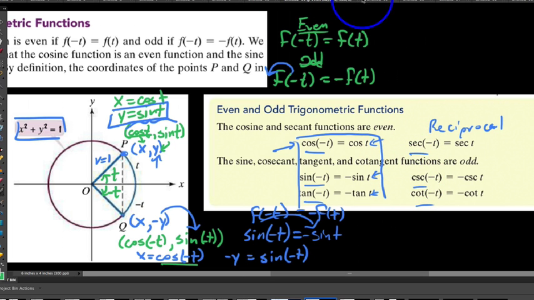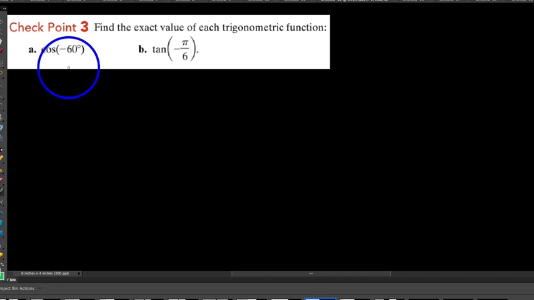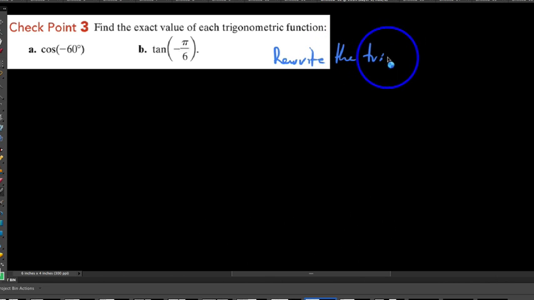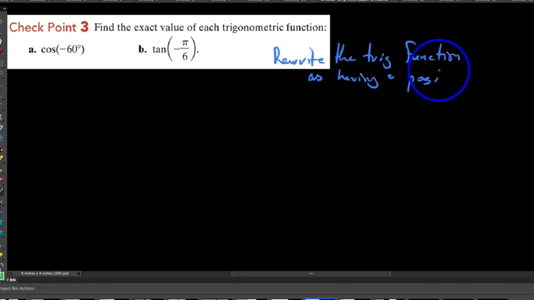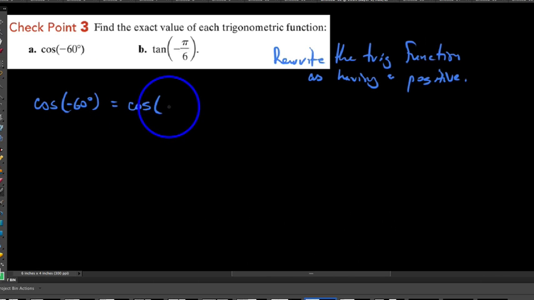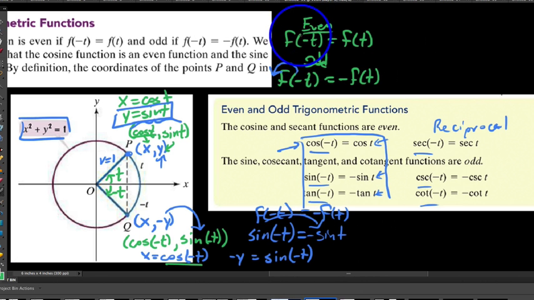So in other words, let's just take a look at an example here. What if we were to look at, say, the cosine of a negative 60-degree angle or the tangent of a negative pi over 6 radian angle? What this allows us to do is to rewrite the trig function as having a positive angle because, well, we like positive angles. And it would mean the same thing anyways. So cosine, since cosine is an even function, we know that when we plug in a negative here, that negative simply disappears because f of negative t is the same thing as f of positive t to begin with.